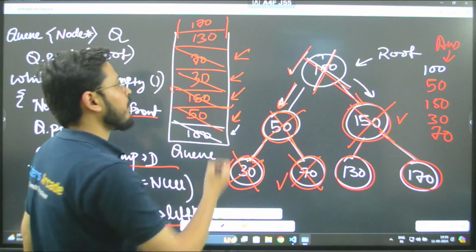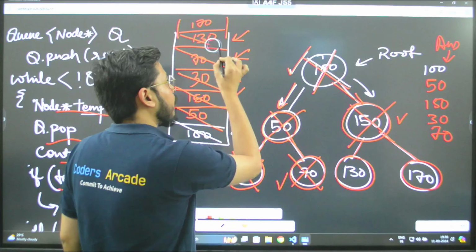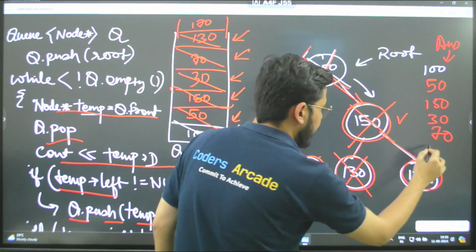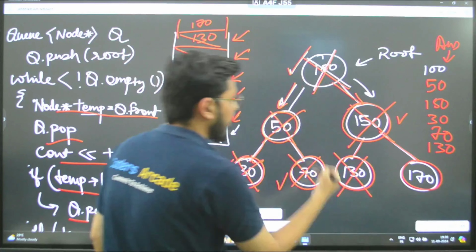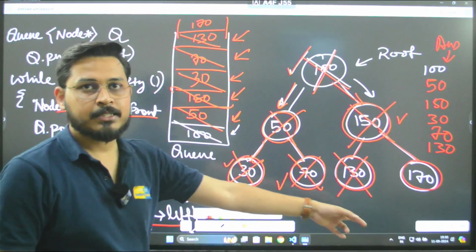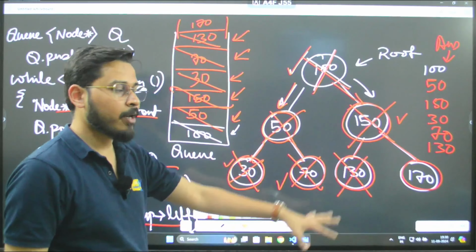What is the next front? Next front is 130. Pop it out, print it out. And then come back. Check if a left child is there or right child is there. There is no left or right child.